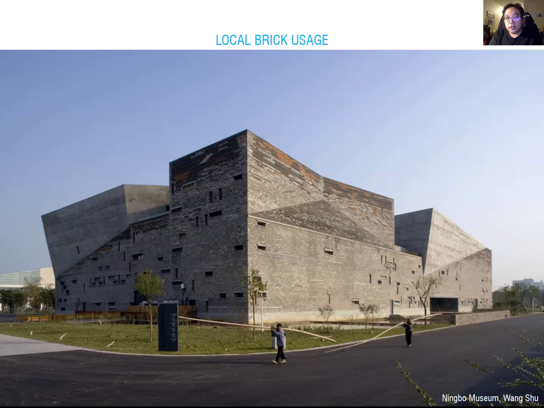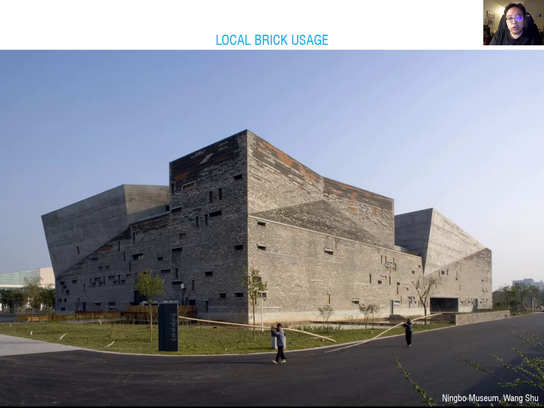So the next example is also very interesting. It is a great example of using local and historical material in a building. The project name is the Ningbo Museum, designed by Wang Shu. Wang Shu got a Pritzker Prize a few years ago, and he considered using this local historical material in contemporary and modern architecture.